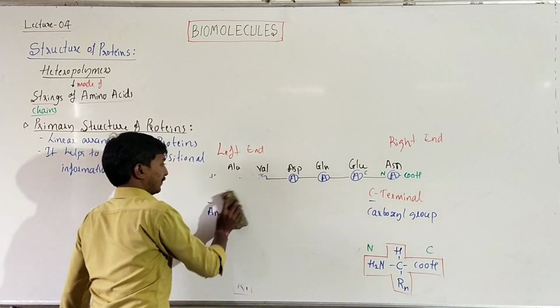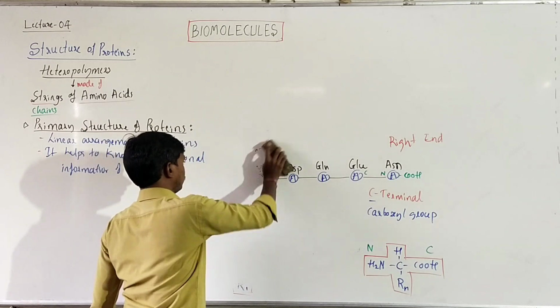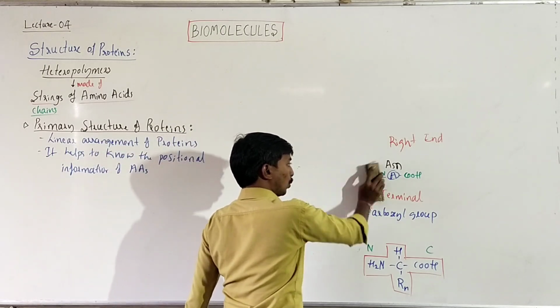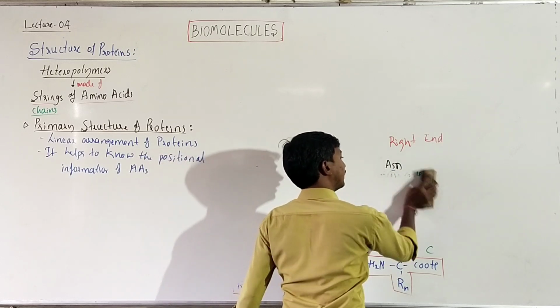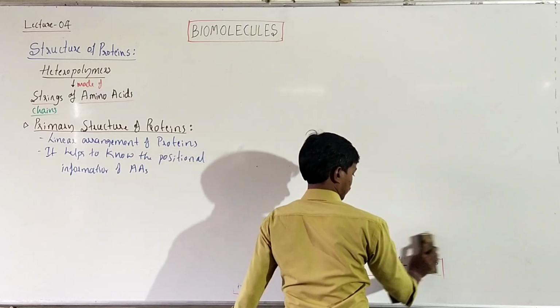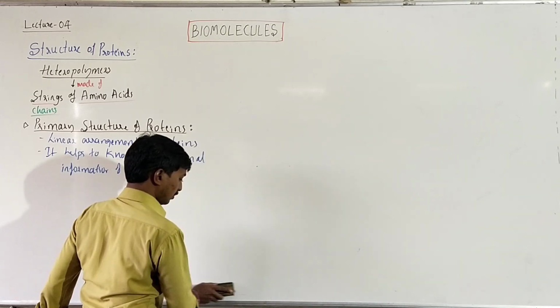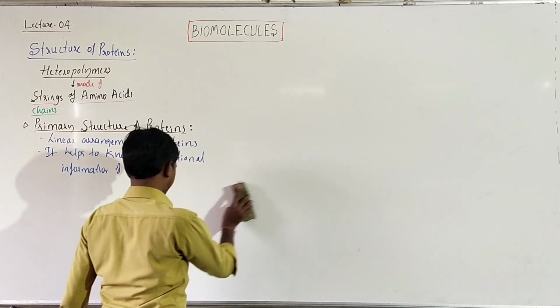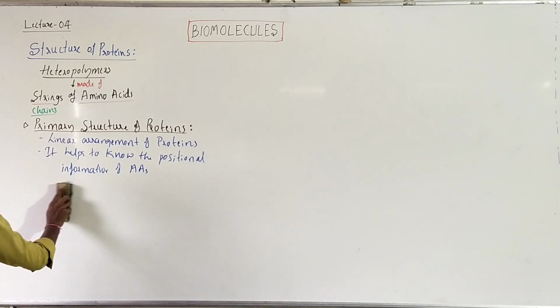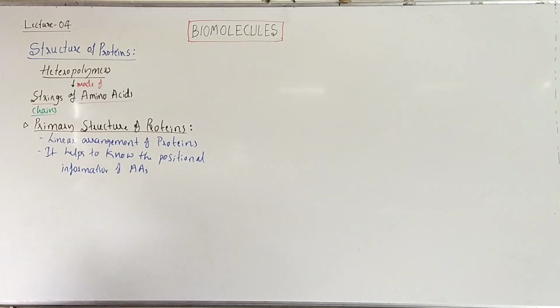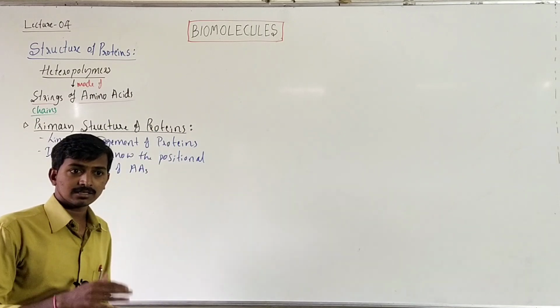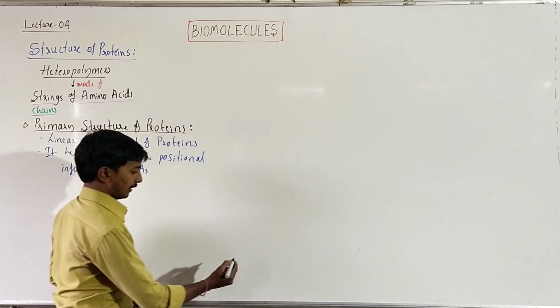Okay, secondary structure. Whenever we go from primary to secondary, there must be some modification, there must be some processes. Okay, so what is that process? Here, from the primary structure to form the secondary structure, there is a process called coiling.